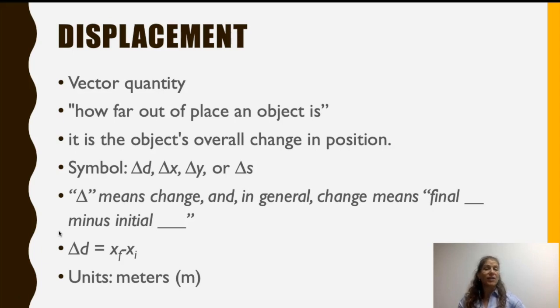Displacement is, again, related to those, but that is the change in position. Okay? It's a vector quantity, which means that it is relative to the initial position. So if you move away from a point and then back towards it, it's how far you end up from the original position that matters. So the symbols are delta D, delta X, delta Y, delta R, delta S. Any of those means change in position. Delta means change, right? So it's always final minus initial. So final position minus initial position, like that. Okay. Units again are in meters.